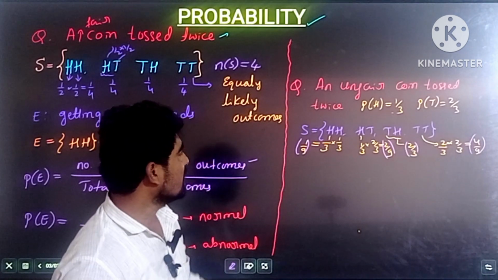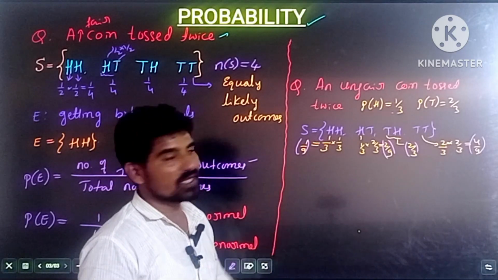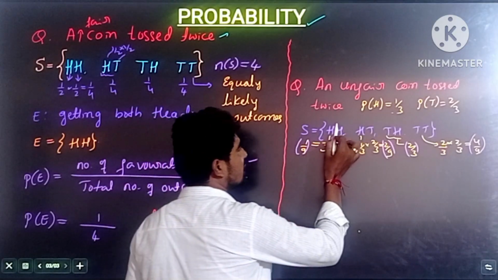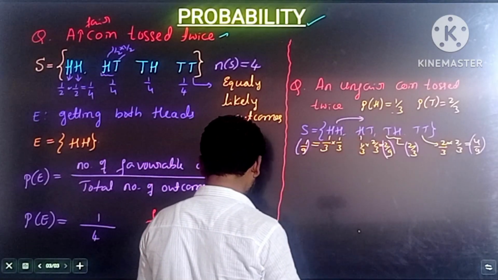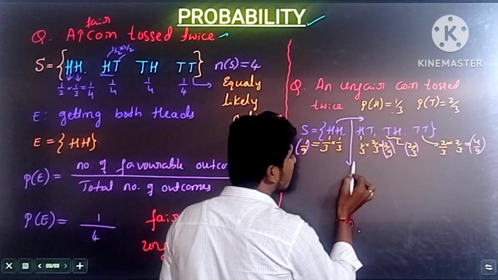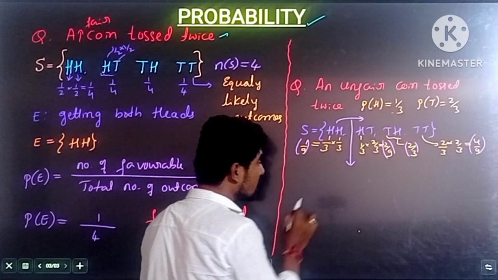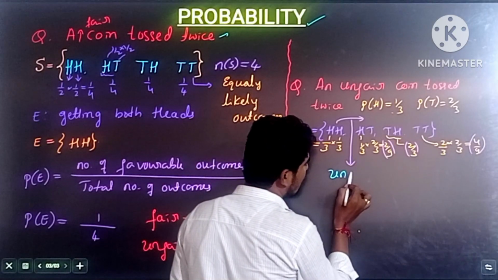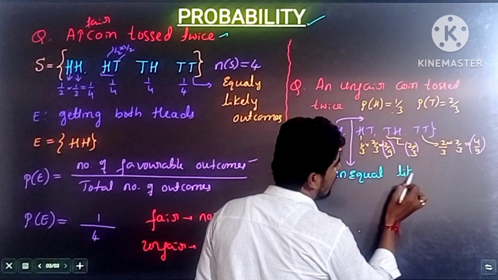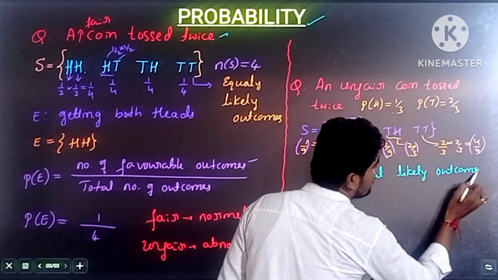So you observe here, each outcome has different chances to appear. These types of outcomes are known as unequal likely outcomes. Unequal likely outcomes. I hope all of you understood this thing.